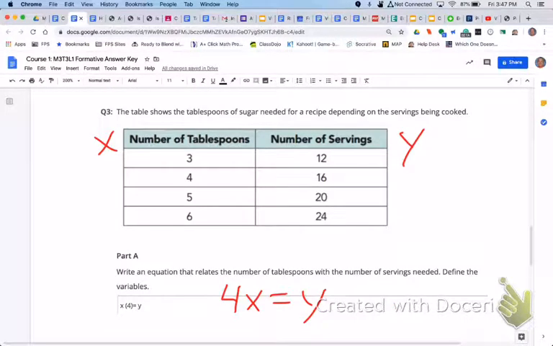For number three then, part A, we needed to write an equation for the number of tablespoons with the number of servings needed. We needed to define our variables. So x is going to be the number of tablespoons, y is going to be the number of servings, and our equation is going to be 4x is equal to y. If you used any other variables, that would be fine as well, as long as you define them.